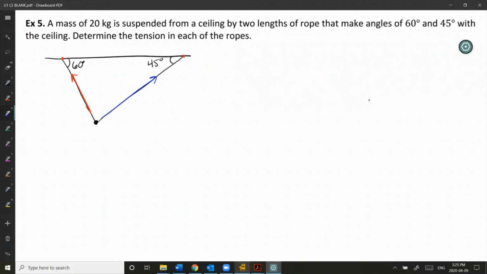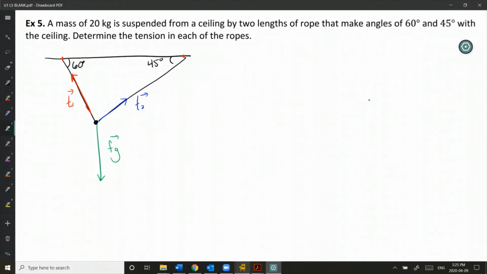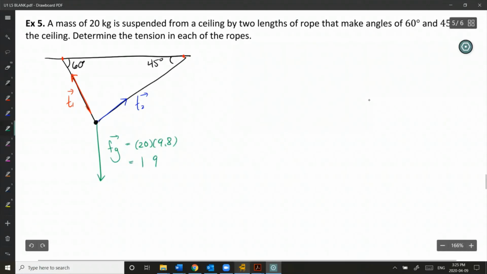So here's a couple forces that we have. Let's call this tension 1. That's going to be the greater tension. Also have tension 2. Maybe I'll draw that as a smaller vector. And these two things together need to counteract the force of gravity on our mass. So I can find the force of gravity again by doing 20 times 9.8. And that's going to give me a force of 196 newtons.